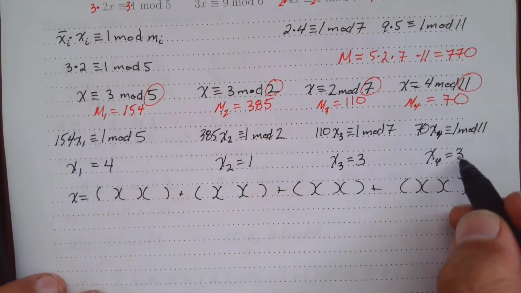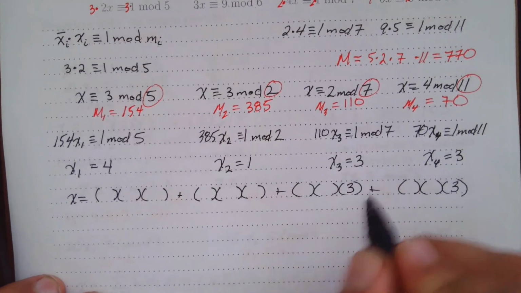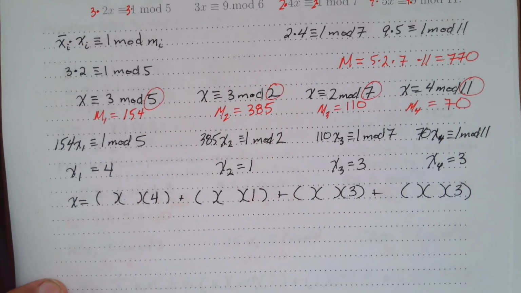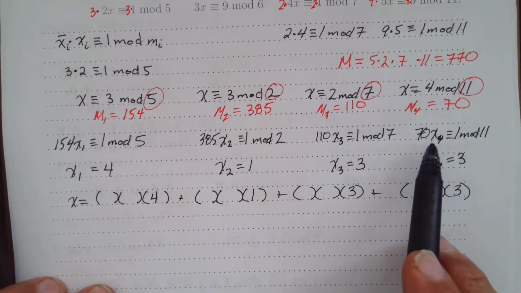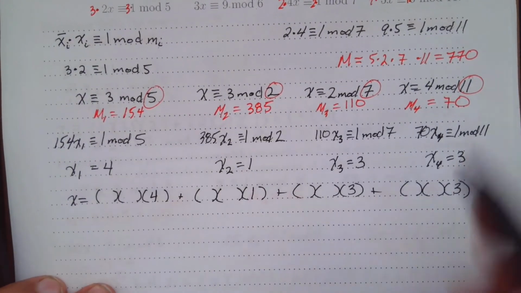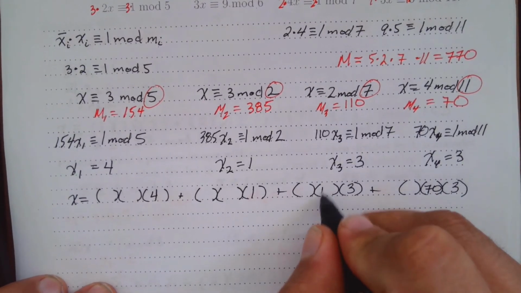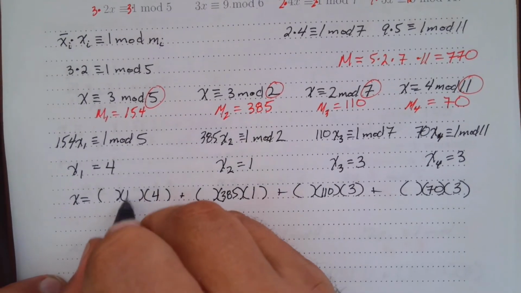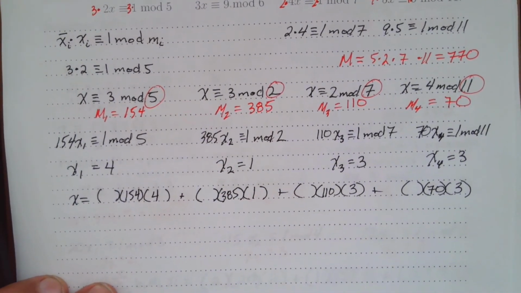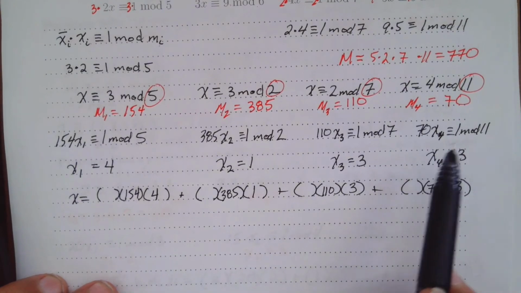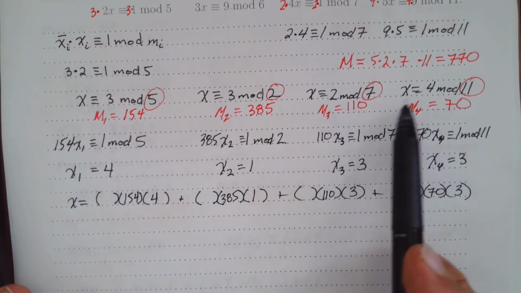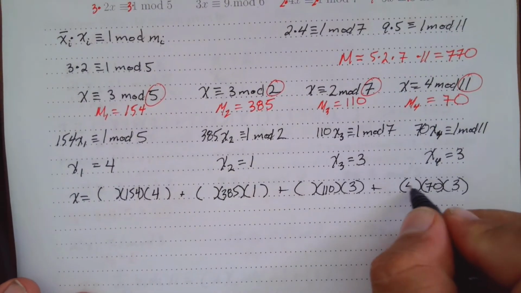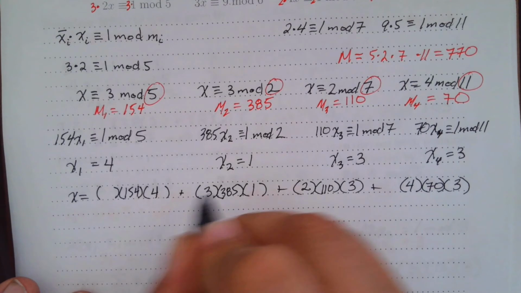So I'll just go backwards. So x sub i, that's 3, that's 1, and that's 4. Okay. Then the m's, so that's 70, 110, 385, 154. So there's 70, 110, 385, and 154. Okay. And then we need the b sub i's. So for the b sub i's, that's these 4, 2, 3, 3. So that's going to be 4, that's going to be 2, that's going to be 3, and that's going to be 3.